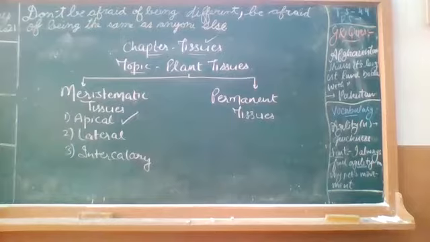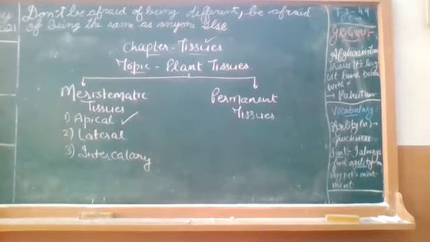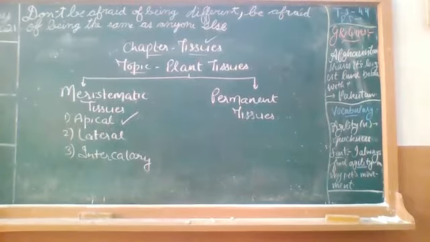Next, characteristics of meristematic tissue, page number 70 of NCERT. The cells of meristematic tissues are very active. They have dense cytoplasm, thin cellulose wall, and prominent nuclei. They lack vacuoles.